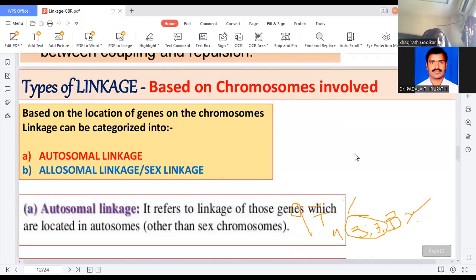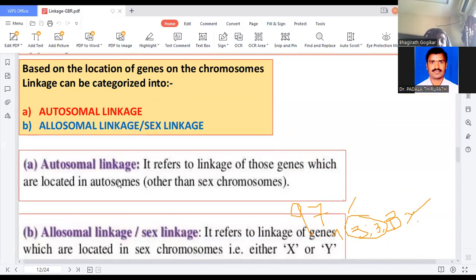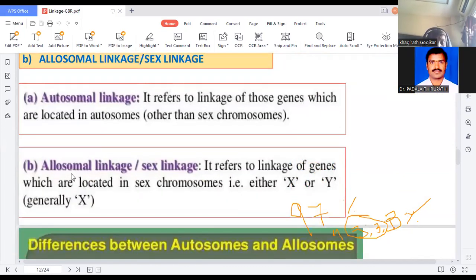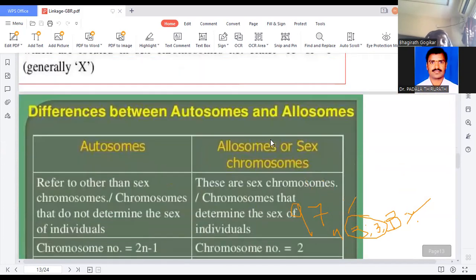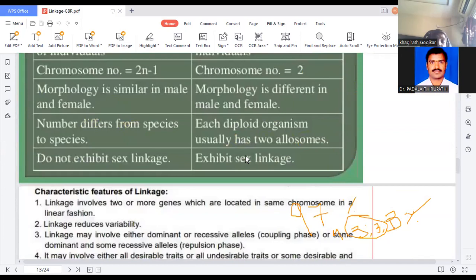Sometimes the linkage phenomena are observed in the autosomes; that is called autosomal linkage. The linkage phenomena observed in the allosomes or sex chromosomes is called allosomal linkage or sex-linked linkage. Autosomal linkage involves genes located in autosomes only. Allosomal linkage involves genes present on the X or Y chromosome, generally the X chromosome. We already explained autosomes and allosomes.